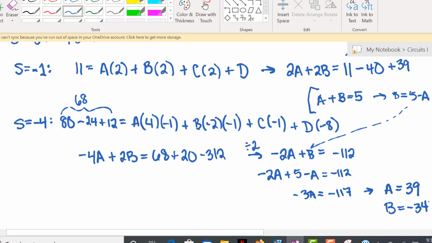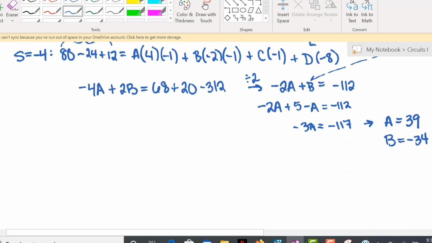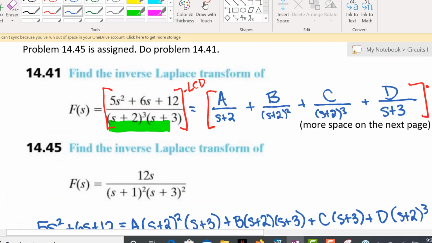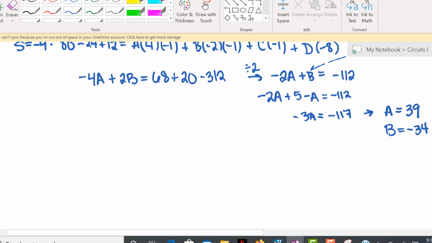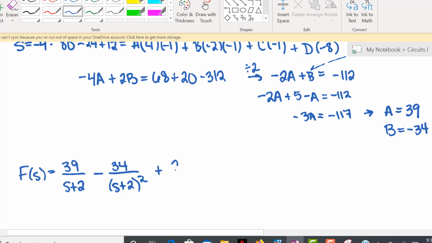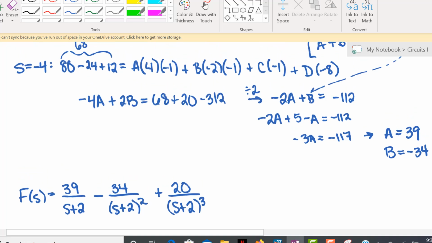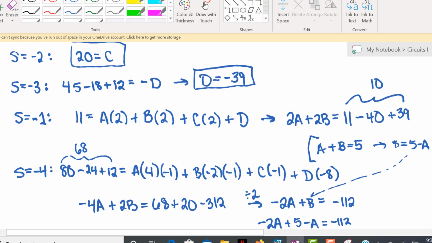Okay, so now I have all of my numerators. So a over s plus 2. And then plus b, which was -34 over s plus 2 squared. And then plus c, which was 20 over s plus 2 cubed. And then it was plus d over s plus 3. And d was -39, right?